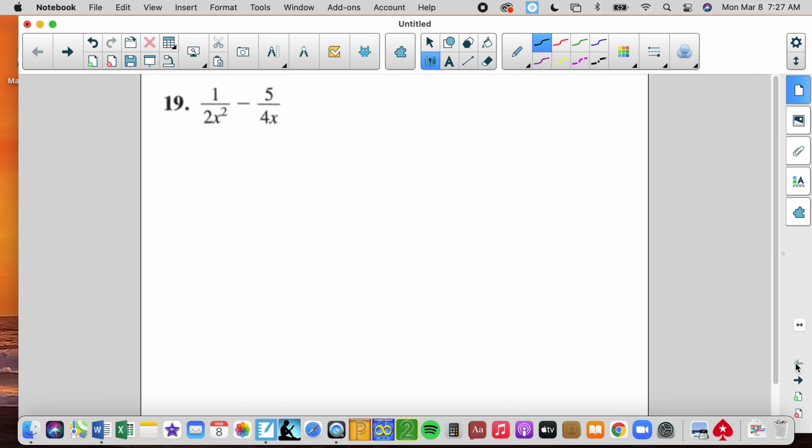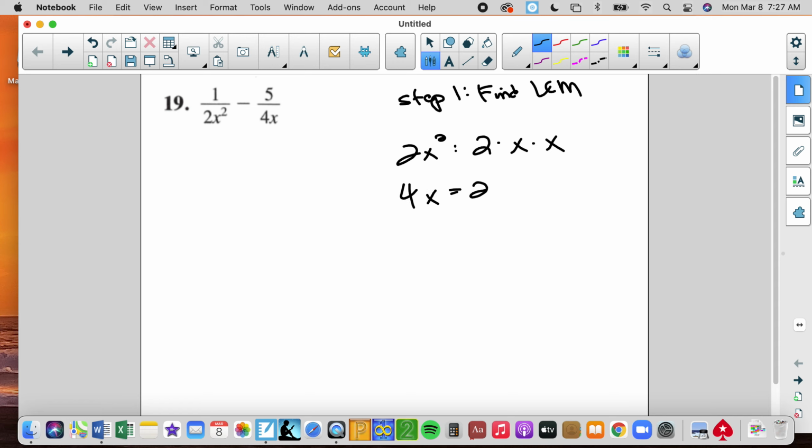Now let's do something a little bit more complex. Just because it looks more confusing doesn't mean you have to change what you're doing. Find LCM. You should be comfortable with this. We can find the prime factorization of 2x squared. It's 2 times x times x. And 4x is going to be 2 times 2 times x. And we, again, will go back to circle the common. They have an x in common.